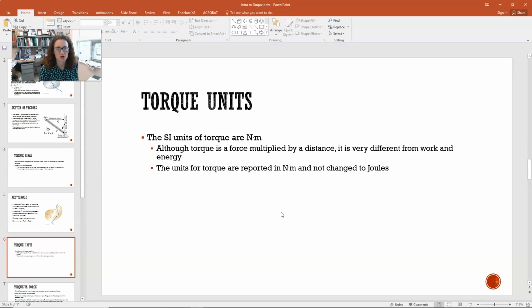The units of torque are newtons times meters because it's R cross F, and the units of F are newtons and the units of R are meters. Now, although torque is a force multiplied by a distance, it's actually really different from work and energy. First of all, work and energy are scalars, and torque is a vector, so that by itself makes it completely different. So we never call the units of torque joules, even though dimensionally they're the same thing. A joule and a newton meter are dimensionally equivalent, but since energy and torque are such different concepts, we never refer to the units of torque in joules.